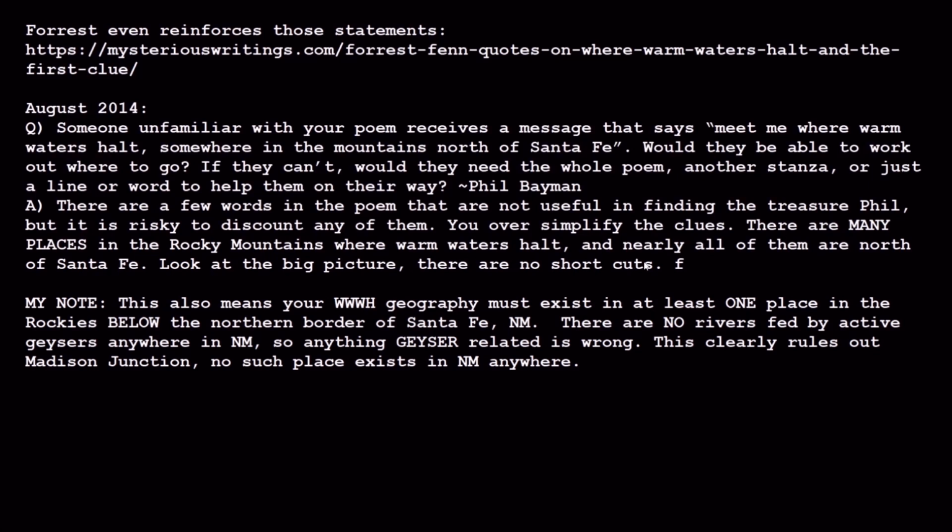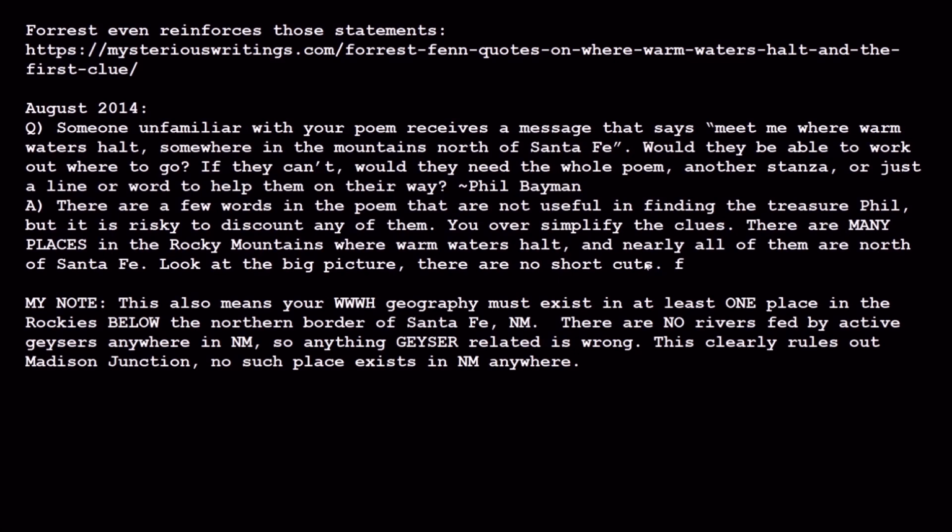There are no shortcuts. So he's telling you right there that just where warm water halts and north of Santa Fe in the Rockies is not enough information to determine where warm waters halt. So if the first thing you're doing in your solve is going to a map and finding the Sink or Madison Junction or Wedding of the Waters or Taos Peak or anywhere, you're doing it wrong, right?